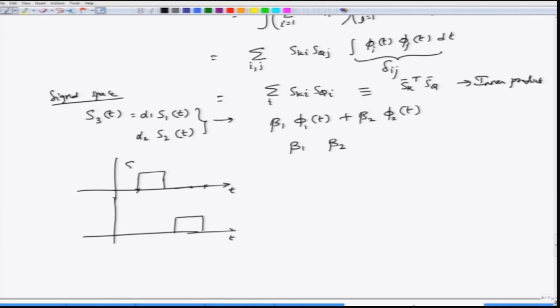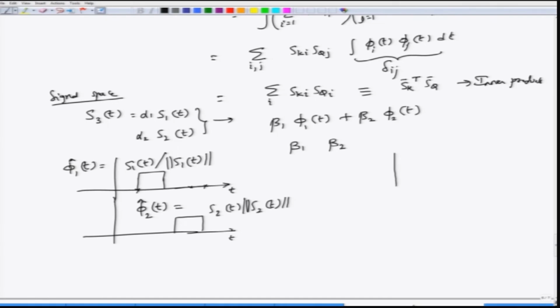If you take the signal S1 of t and divide it by its norm, the square root of its energy, I will be able to obtain the corresponding orthonormal basis functions. So how do I generate the basis functions? Take the signal and scale it such that its energy is equal to 1. So I get two basis functions, which I indicate with a hat on top. These two are the basis functions.